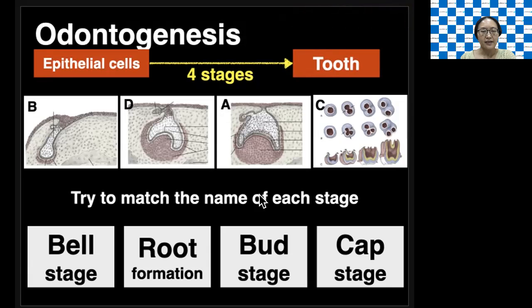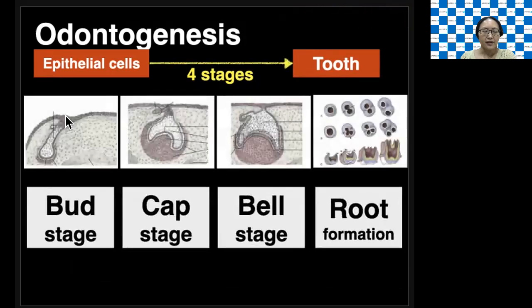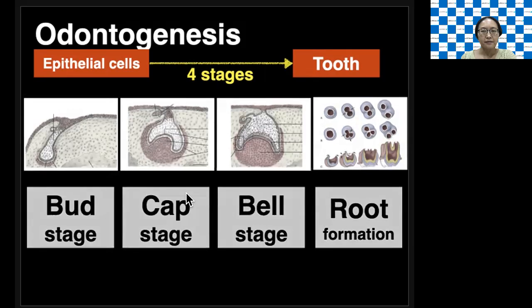Okay, let's check the answer. This is like a bud, so it is the bud stage, and this is the cap stage. And when it becomes longer, it's like a bell, so we call it the bell stage. And this stage is the root formation. So bud stage, cap stage, bell stage, and root formation are the 4 stages in odontogenesis.